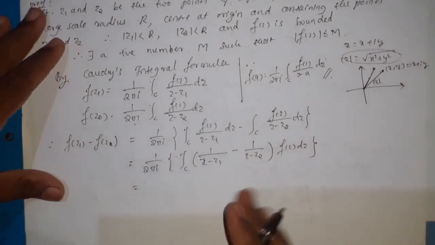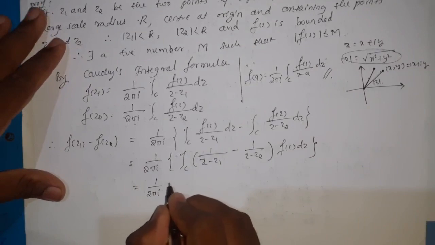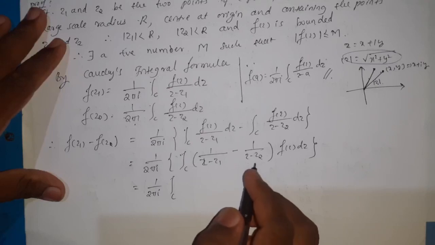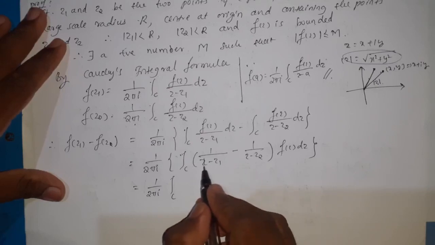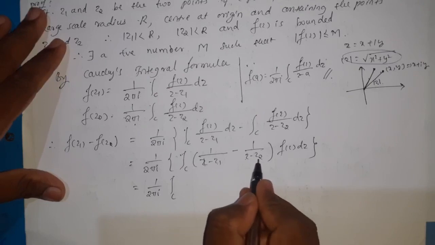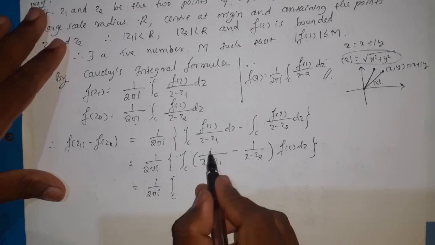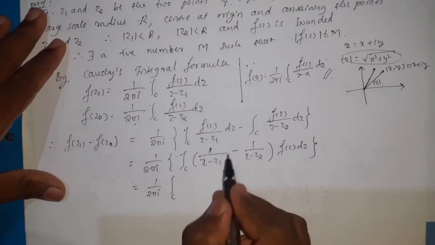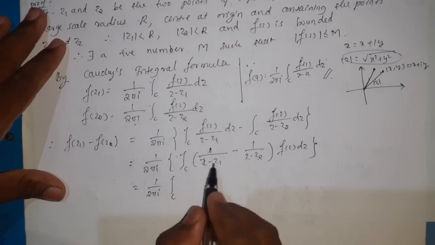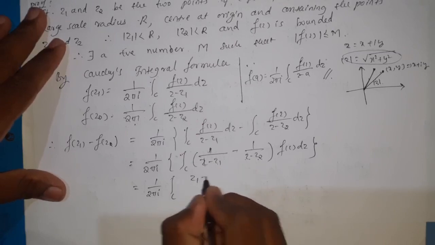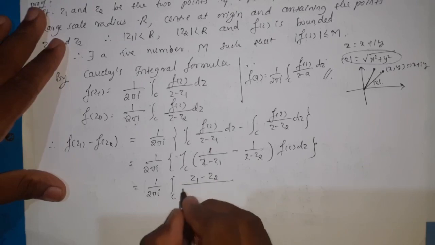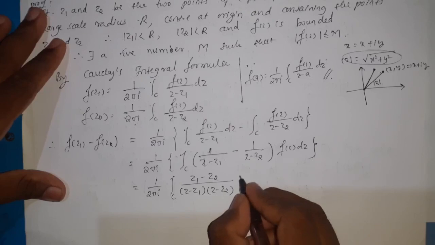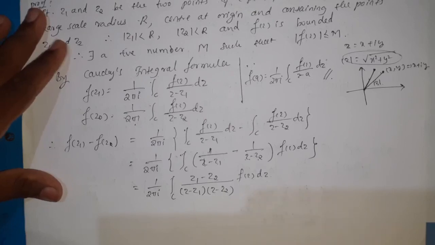Then this is equal to 1 by 2 pi i integration over C; take the LCM and simplify. The LCM is z minus z1 into z minus z2, and the numerator is z minus z2 minus z minus z1. The z will get cancelled, leaving z1 minus z2, divided by z minus z1 into z minus z2, times f of z dz.